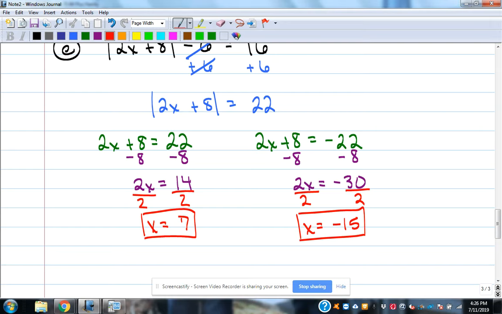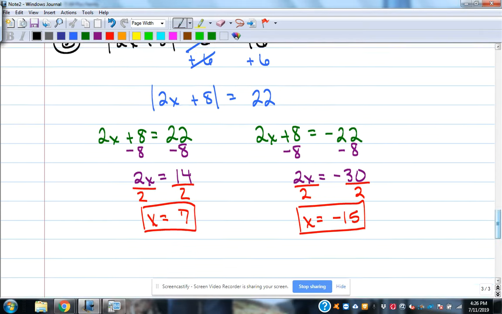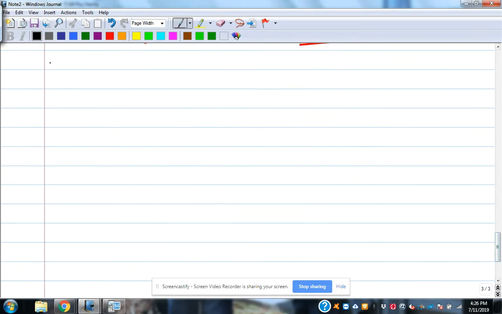Most of the time you're going to get two different numbers, just completely different numbers. It won't always be one positive and one negative. It's always going to be just different numbers.